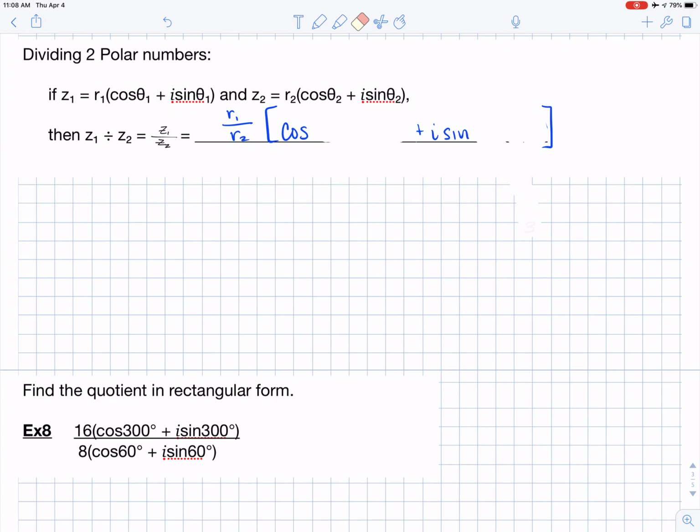I've got my cosine of something plus my i sine of something. And so the next question is, what do I do with my thetas? And all I will be doing here is subtracting my thetas.